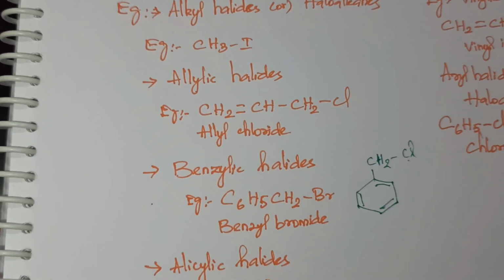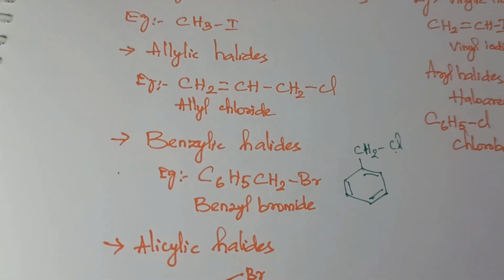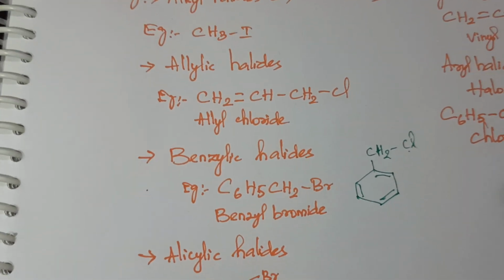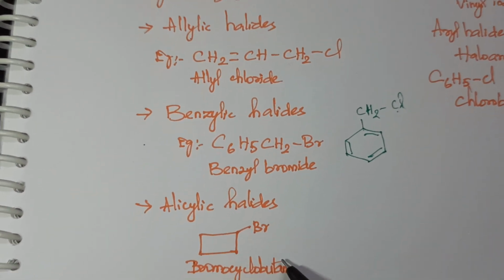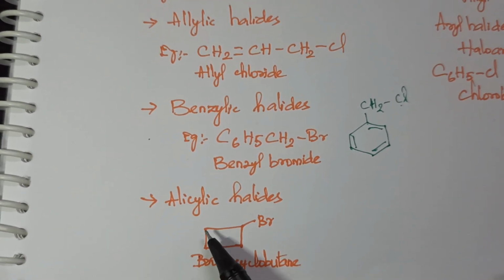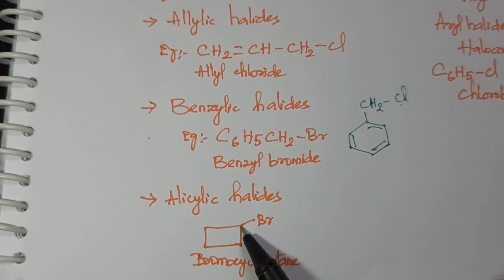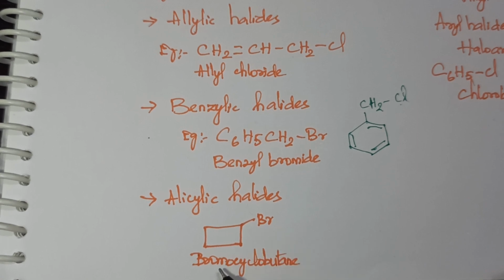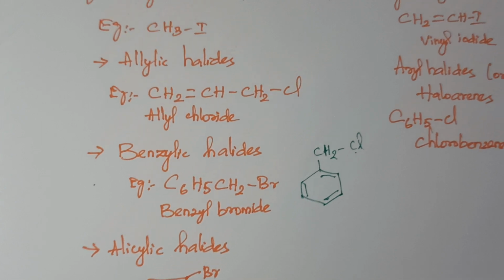The next one is alicyclic halides. We know it is a cyclic compound, but it is not an aromatic compound, it is an aliphatic cyclic compound, which is attached to a bromine atom. 1, 2, 3, 4, we have 4 carbon atoms. Since bromine is substituted in place of a hydrogen on one carbon atom, this is bromocyclobutane.